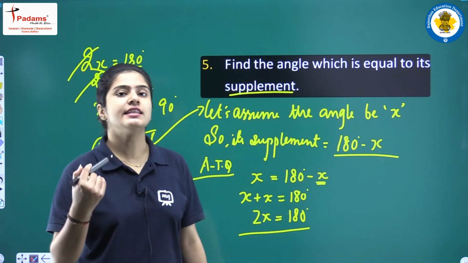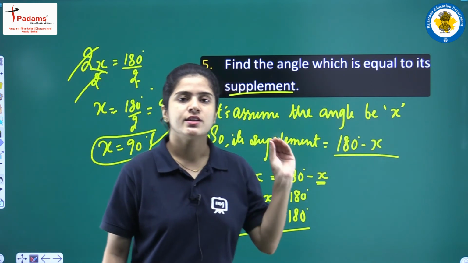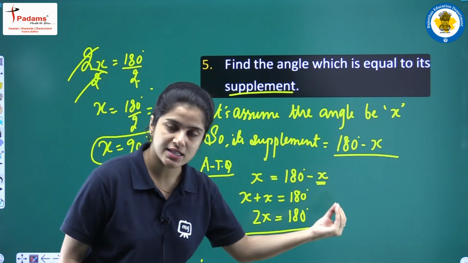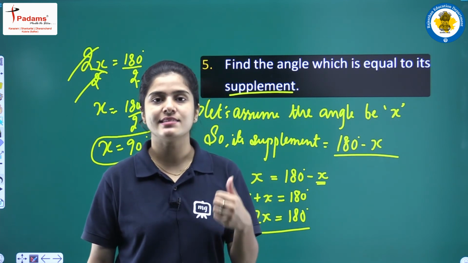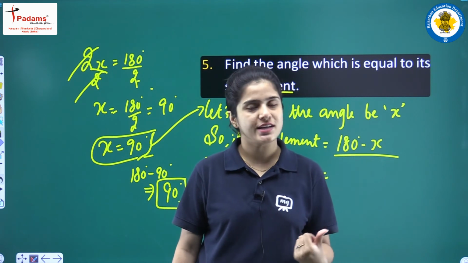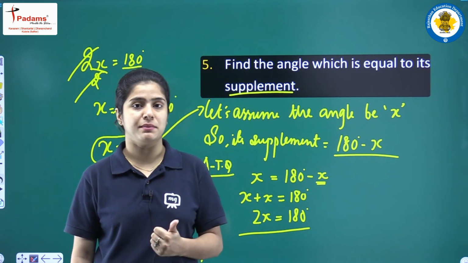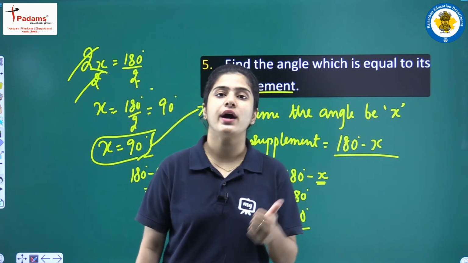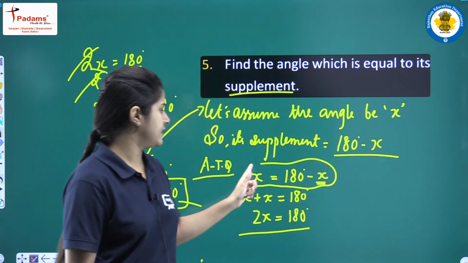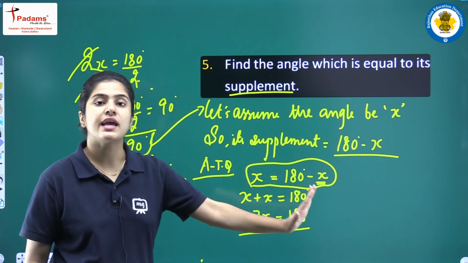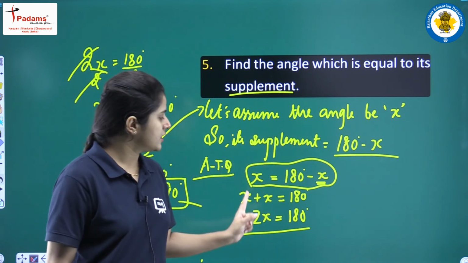So what we have done in this question, students, have a look. We have assumed that angle to be x, right? After assuming that angle to be x, we have written that the supplement of that angle is 180 degree minus x. In the condition, it is given to us that we need to find the angle which is equal to its supplement. That means that x is equal to 180 degree minus x. Now students, we have transposed this minus x from the right hand side to the left hand side and it became 2x, okay students.